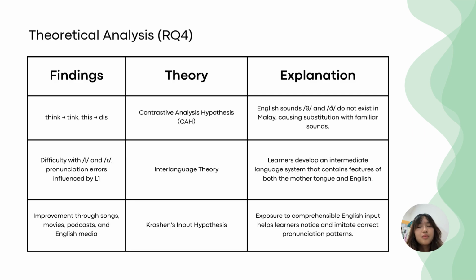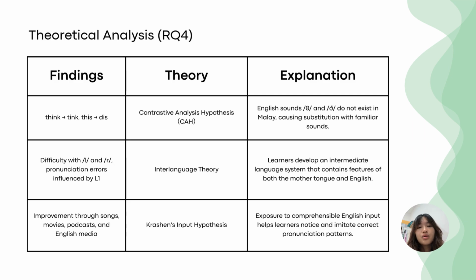The findings can be explained using three second language acquisition theories. First, the contrastive analysis hypothesis explains why a Malay speaker may pronounce think as tink. Since the English th sound does not exist in Malay, learners substitute it with a closer, familiar sound, which is T.